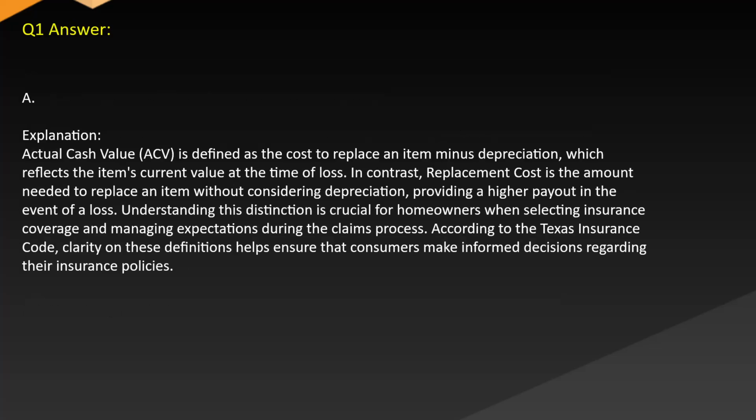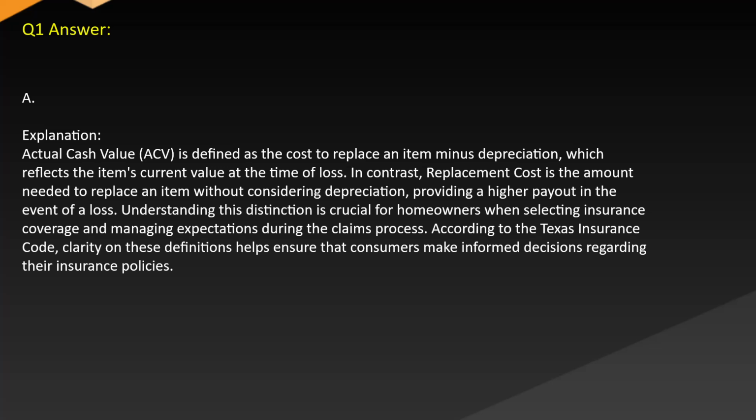Answer A. Explanation. Actual cash value (ACV) is defined as the cost to replace an item minus depreciation, which reflects the item's current value at the time of loss. In contrast, replacement cost is the amount needed to replace an item without considering depreciation, providing a higher payout in the event of a loss.